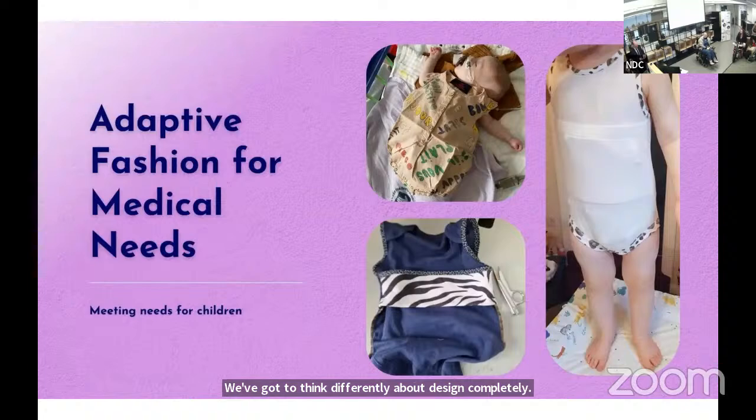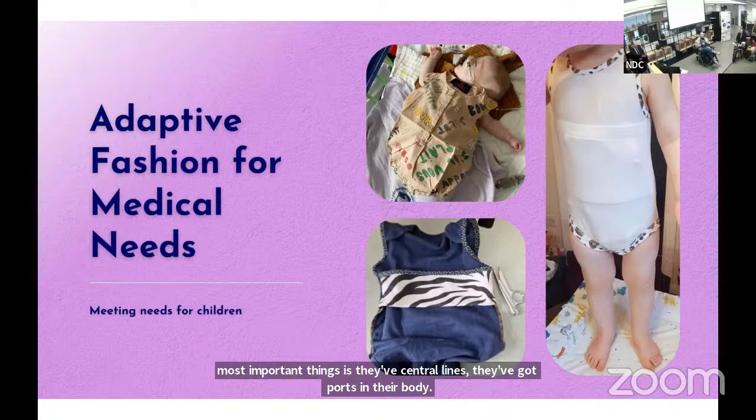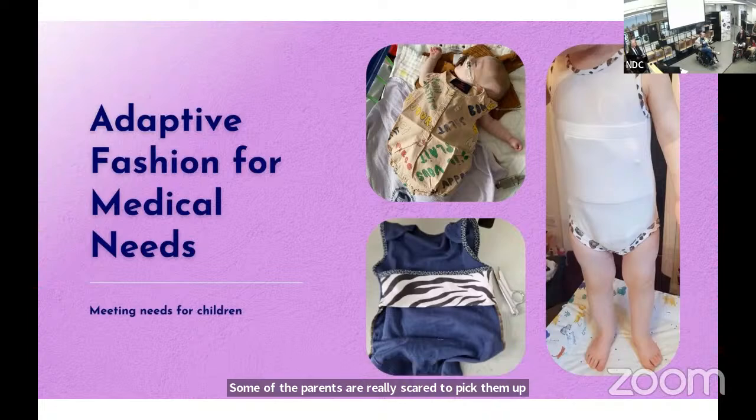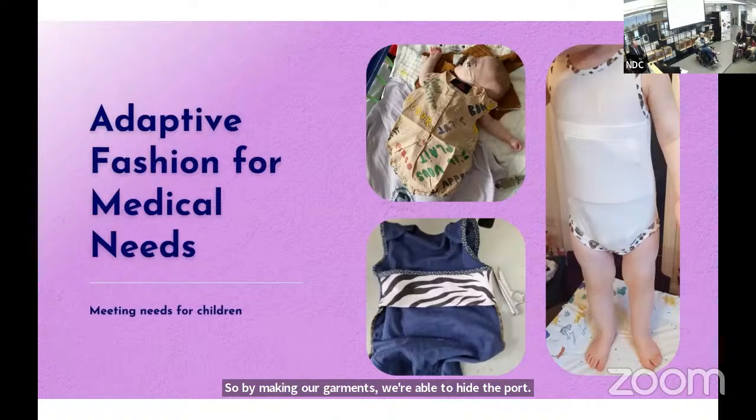Some of the cutest work that I do is working for children who are having cancer treatment. So one of the most important things is they've got central lines, they've got ports in their body. Some of the parents are really scared to pick them up because they don't want to pull the lines, they don't want to hurt them. So by making our garments, we're able to hide the port, and people are feeling a lot more confident picking up their children. They're not going to hurt them.